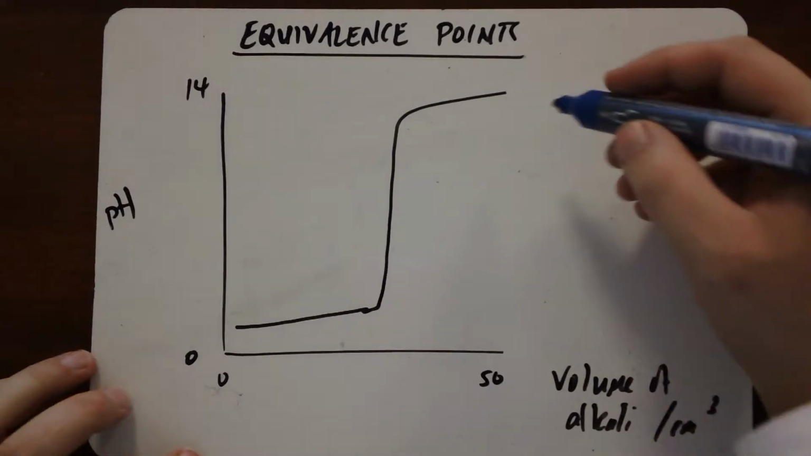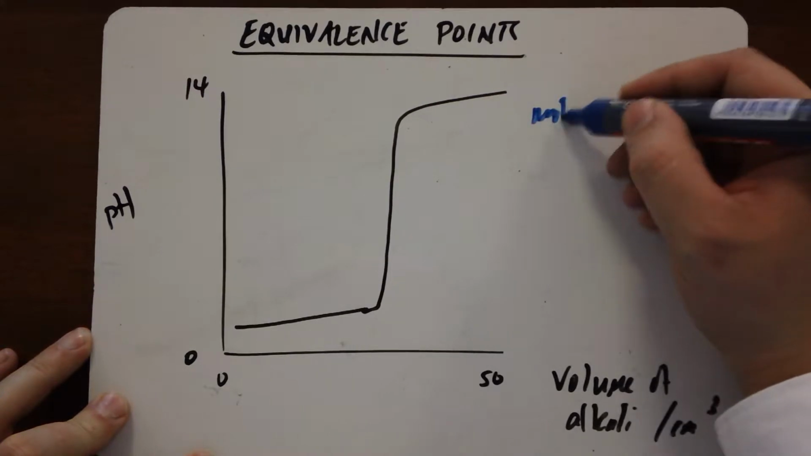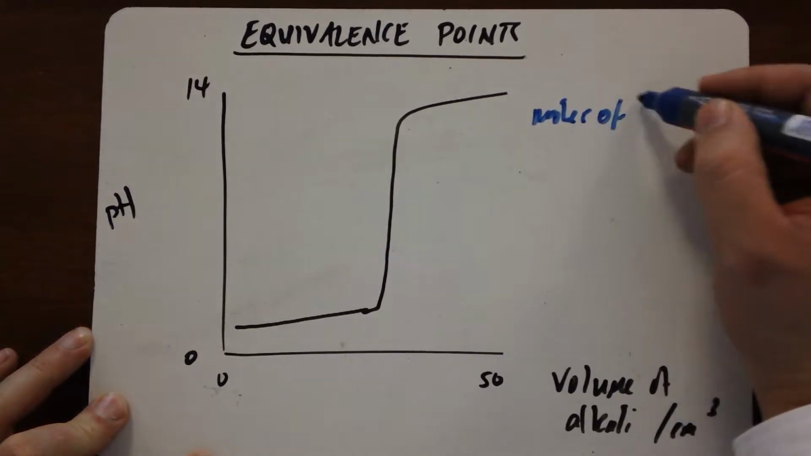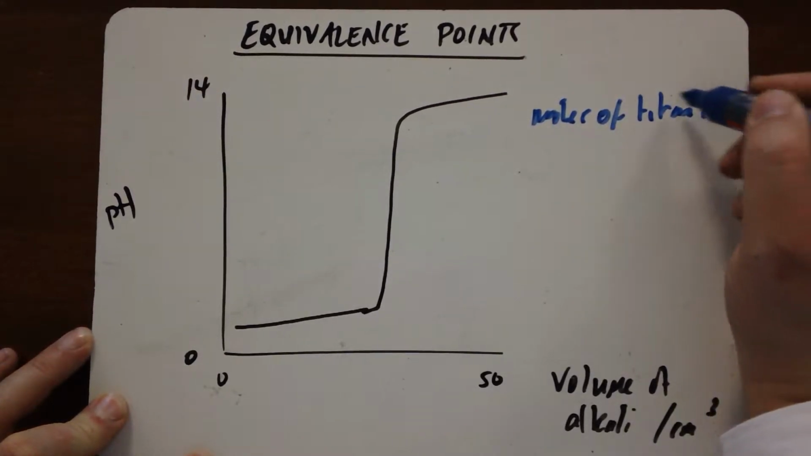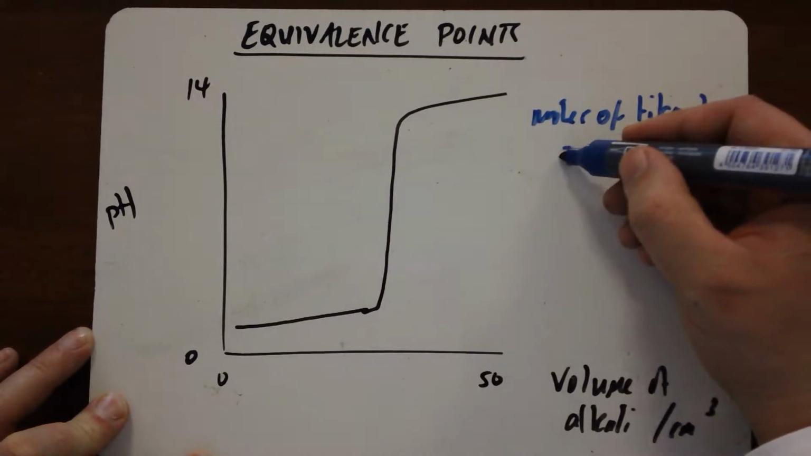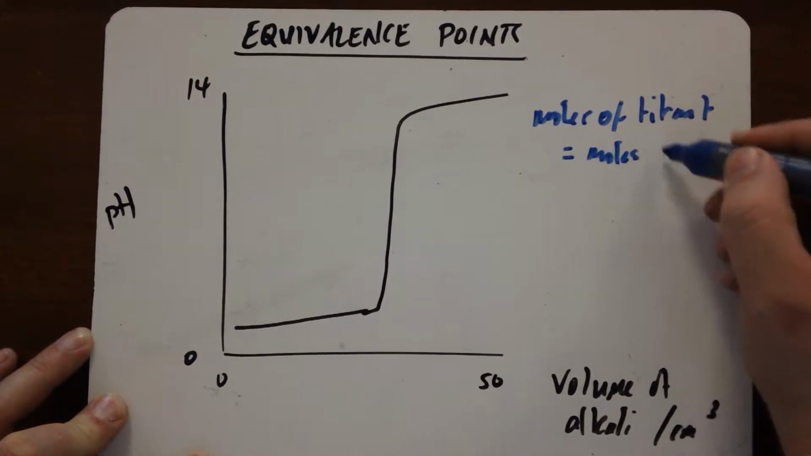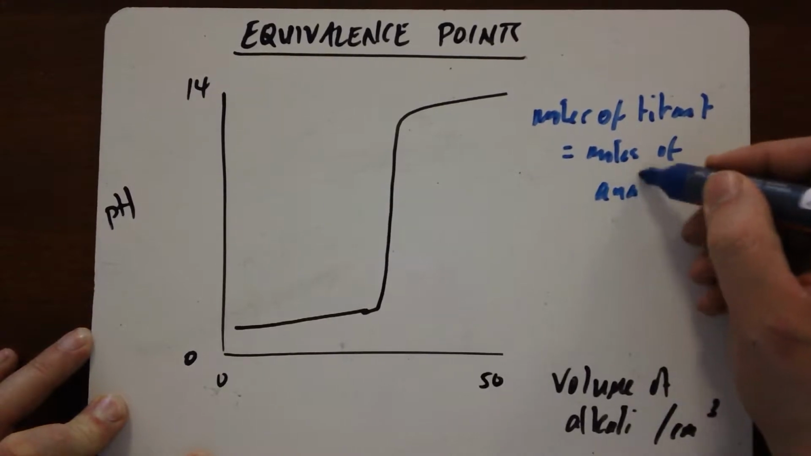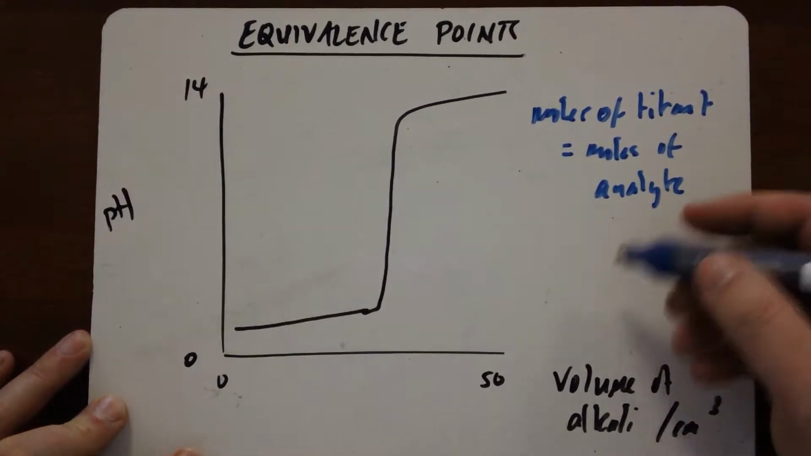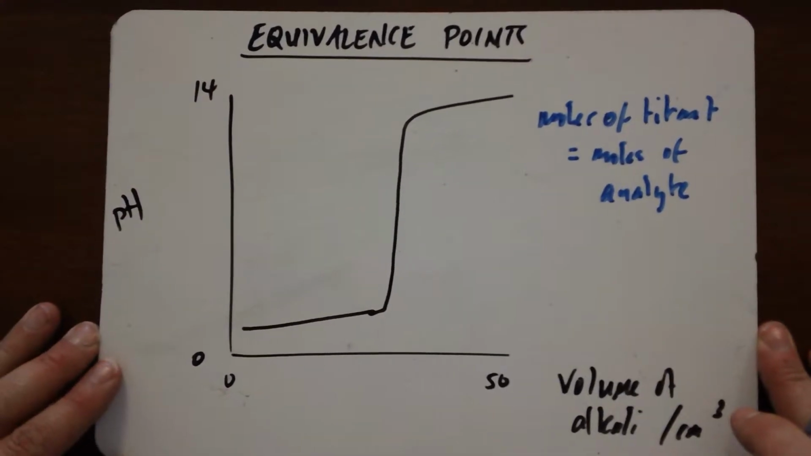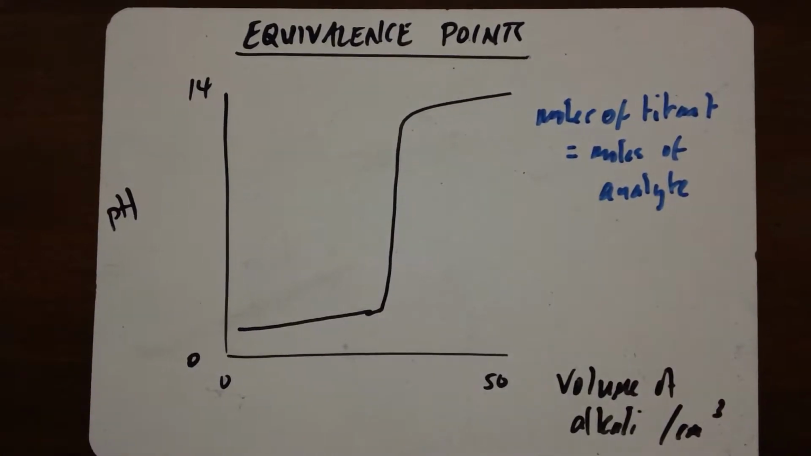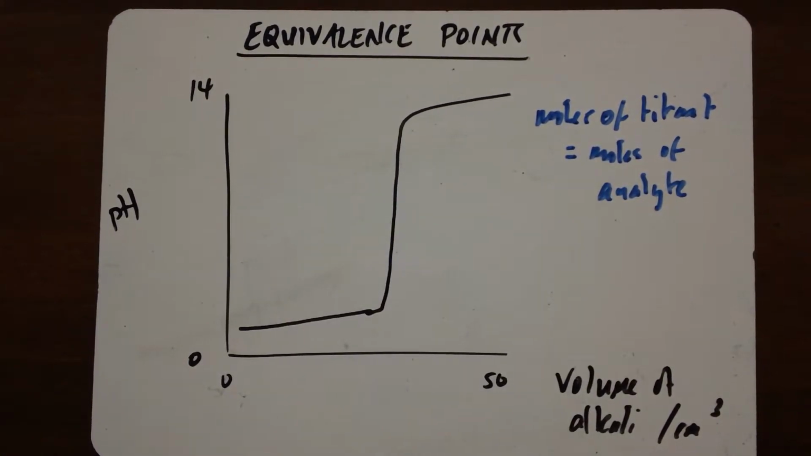An equivalence point is when the number of moles of titrant, so that's the stuff in the burette, is equal to the number of moles of analyte. We call it analyte. Basically, it's the stuff that's in your flask, the stuff that you're titrating against. So it's when the number of moles are equal.